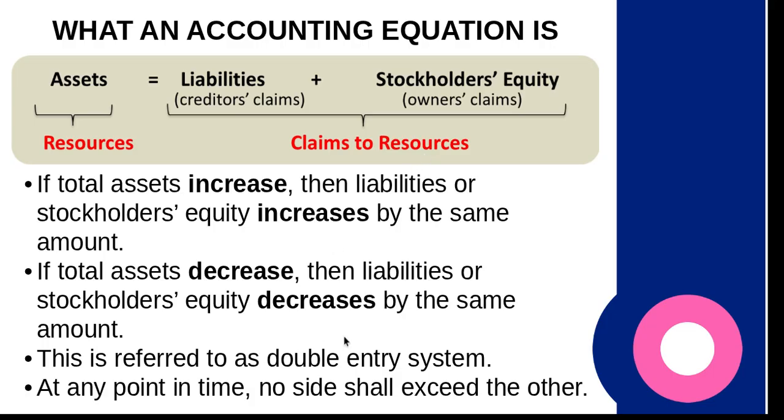This is referred to as double entry system. In accounting, accounting does not fly with one wing, and we don't work with one leg. We work with two legs. So we have the debit side and the credit side, and every point in time the two must balance. So this equation is more or less like debiting and crediting transactions. So at any point in time, no side shall exceed the other. So this side must be equal. I hope we are following.